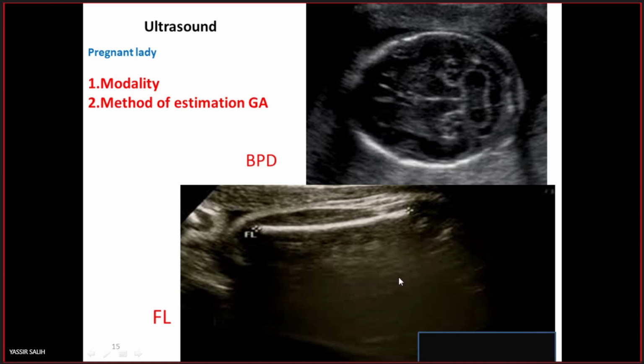The imaging modality. Ultrasound. What is this? This is a femur, and the method of estimation of gestational age is femur length. This is the femur of the fetus. We do the technique called femur length by measuring the distance between the two points of the femur. This is femur length.